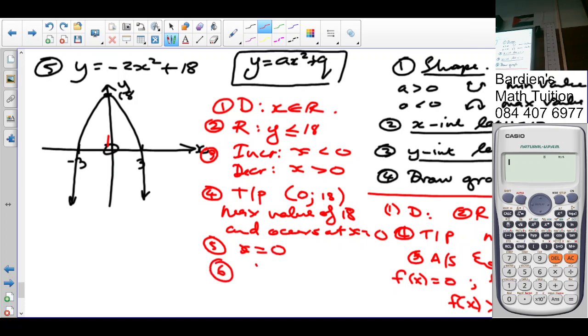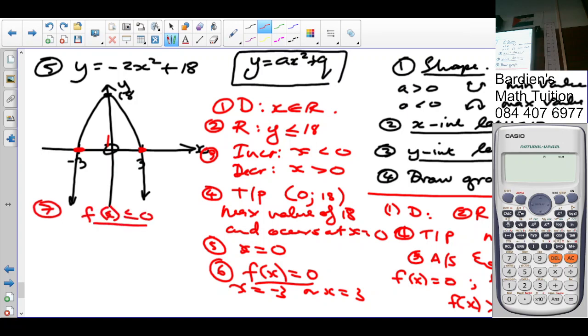Number 6, where is f of x equal to 0? Equal to 0 at negative 3 and at 3. Okay. Number 7, where is f of x less than or equal to 0? It is for x less than or equal to negative 3, or x more than or equal to 3. Okay? This is 3, no?